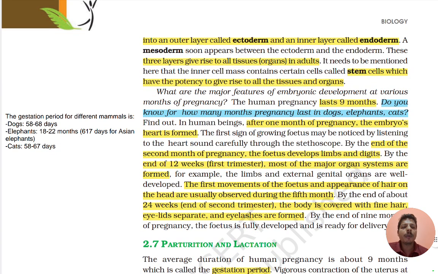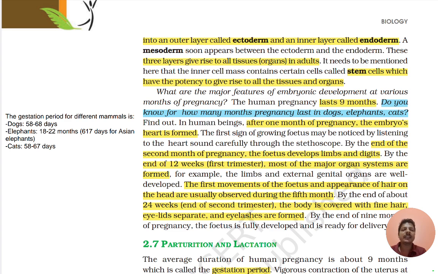Here is the question, human pregnancy lasts for 9 months. Do you know how many months pregnancy lasts for in dog, elephants and cats? Here it is given. The gestation period for different mammals is dogs for 58 to 68 days, elephants for 18 to 22 months, that is 617 days for Asian elephants, and cats having 58 to 67 days.